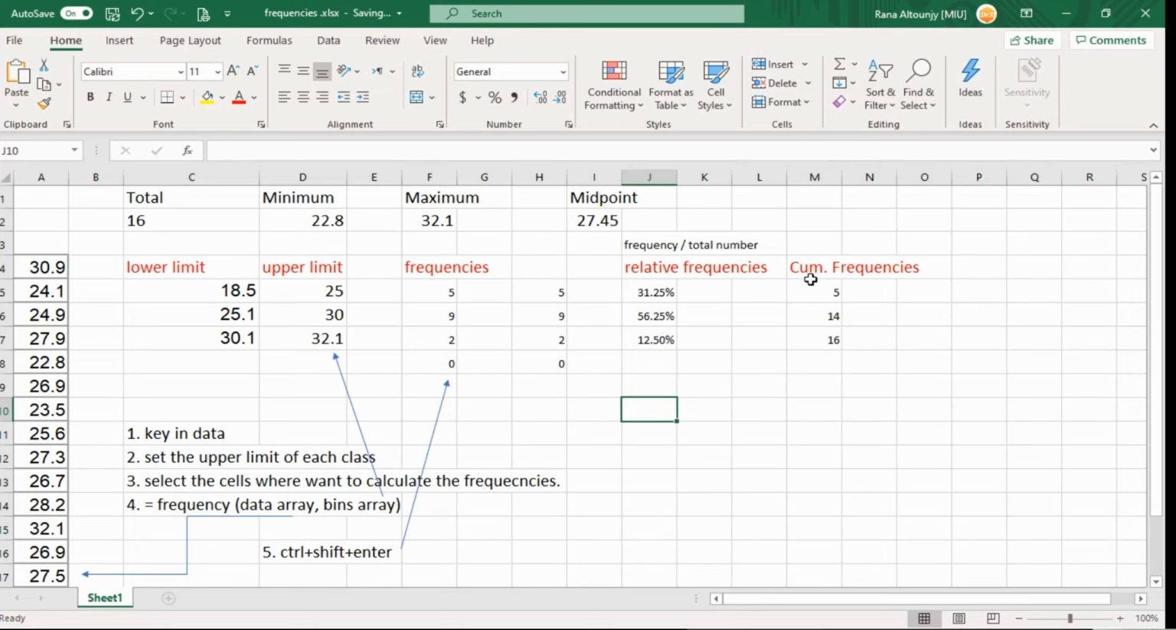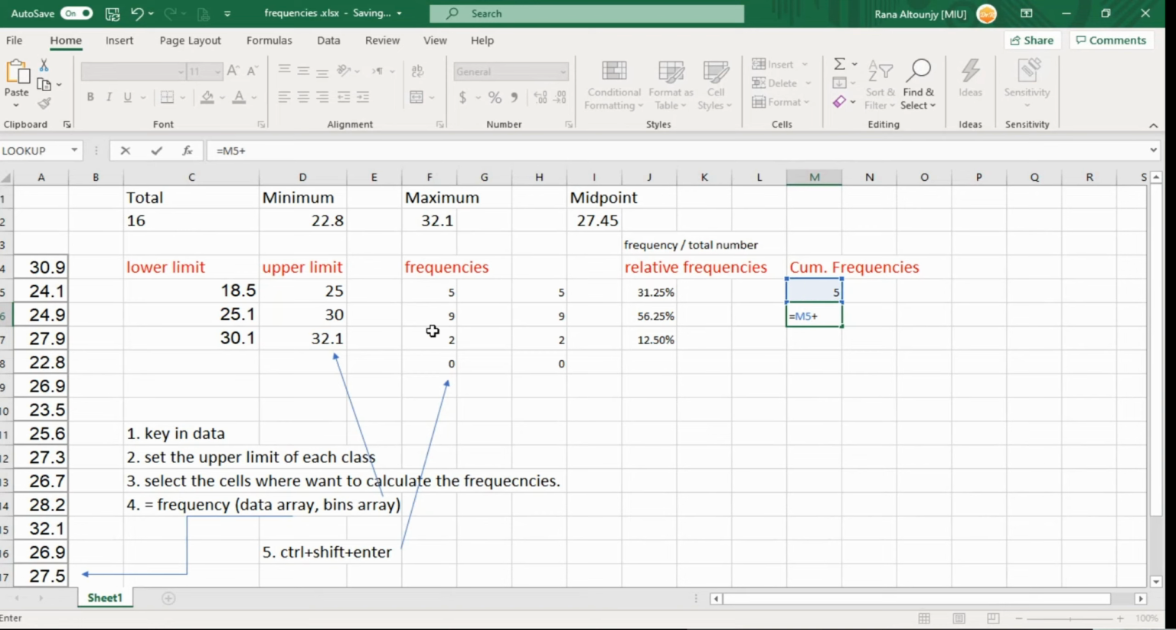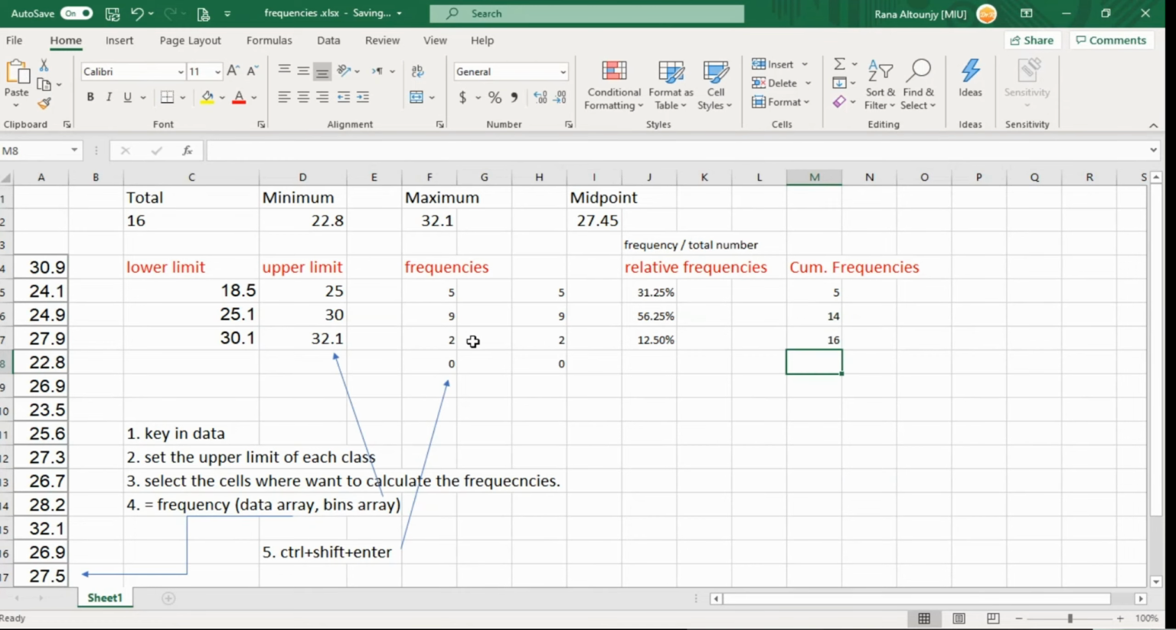Then cumulative frequencies. How do we calculate the cumulative frequencies? The first class is equal to its frequency. You see, I just put equal to the frequency of this class. How do we calculate the second class? The second class is equal to the previous cumulative frequency plus this class frequency. Then the third class equals the previous cumulative frequency plus this class frequency. So the last cumulative frequency should be equal to the total number of the data set.